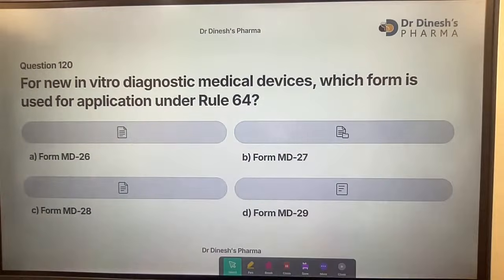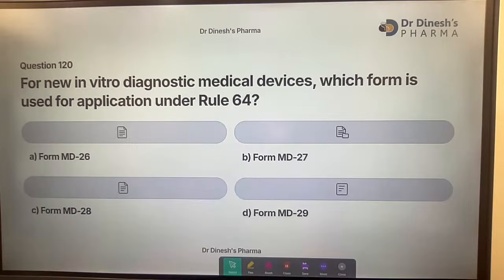Okay, next question. For new in vitro diagnostic medical devices, which form is used for application under Rule 64? Form MD26, MD27, MD28, or MD29? For in vitro diagnostics medical device, okay, not predicate device and not clinical investigation, in vitro diagnostics.